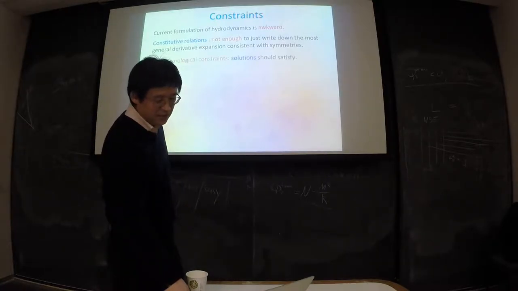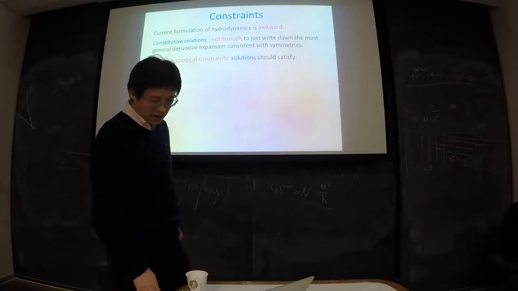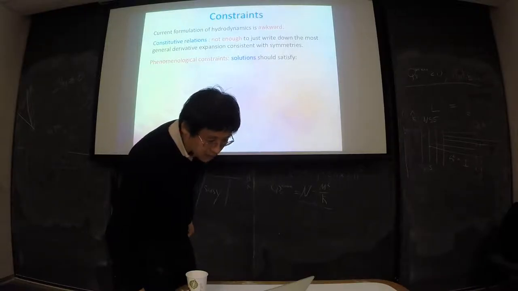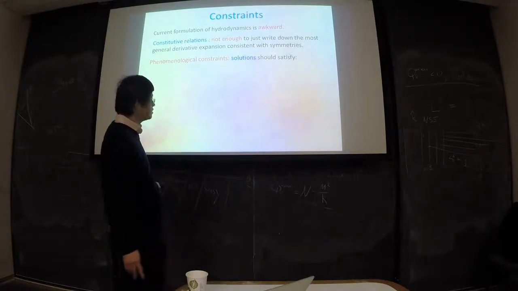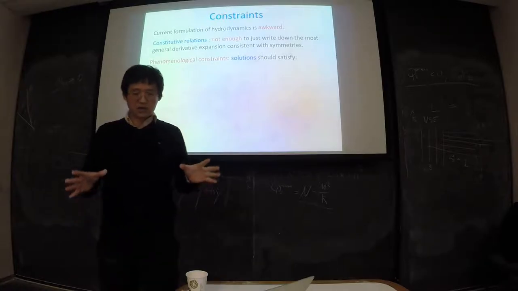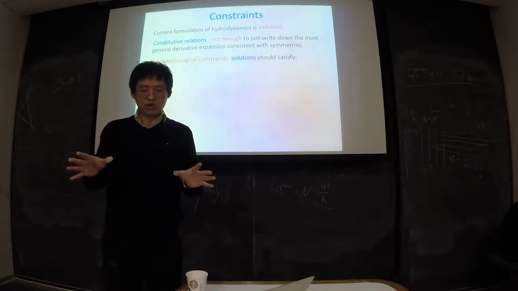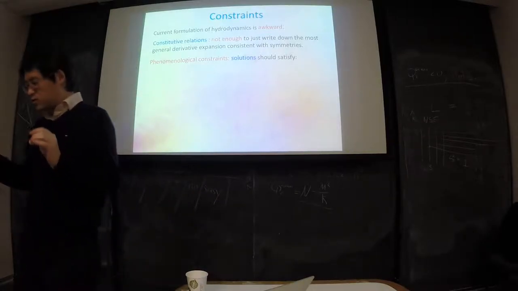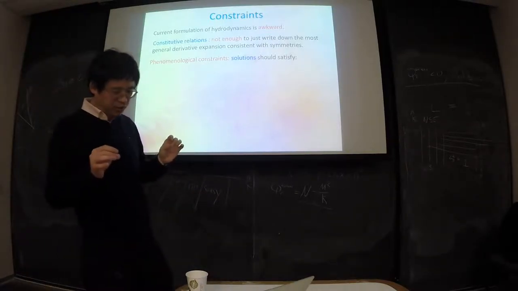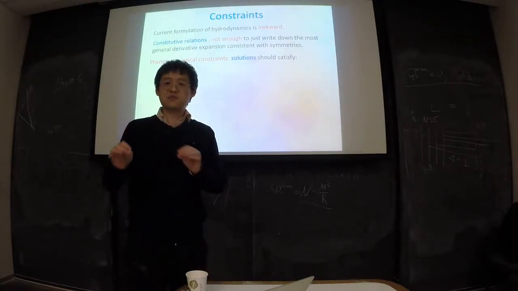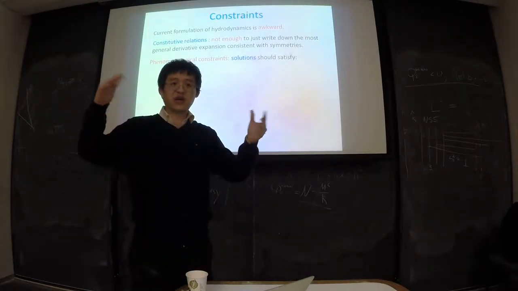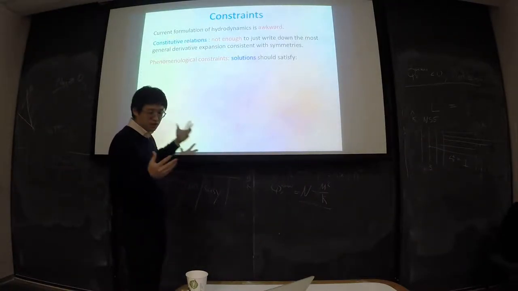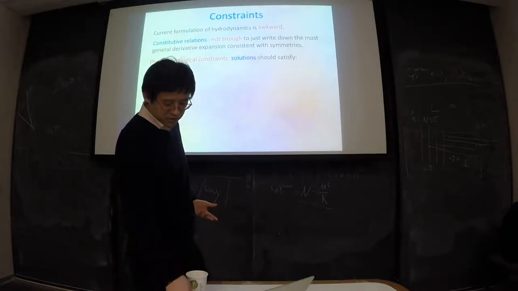I just write down the most general derivative expansion. But it turns out that gives you a wrong answer. It's not enough just to write down the most general derivative expansion. If you do it that way, you actually find, even at the first derivative level, you get more transport coefficients than are observed in nature. So somehow you have to get rid of them. You have to fudge your theory to get rid of them, and you do that by imposing some constraints. Normally you impose two.